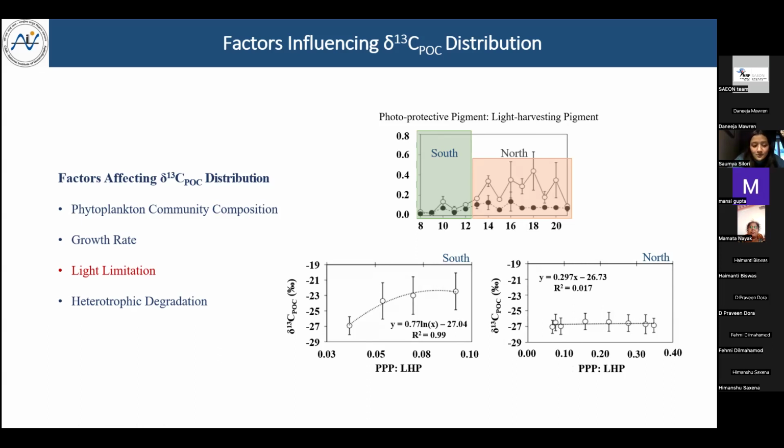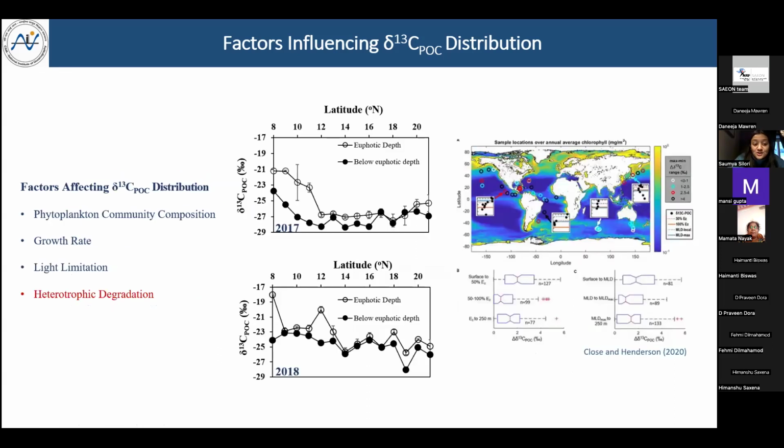Now I come to my last parameter, which is the heterotrophic degradation. It's difficult to observe heterotrophic degradation in the field and also during sampling. So I looked at the kind of data we have, and then we tried to perform some experiments to see how degradation influences the delta 13C POC values.